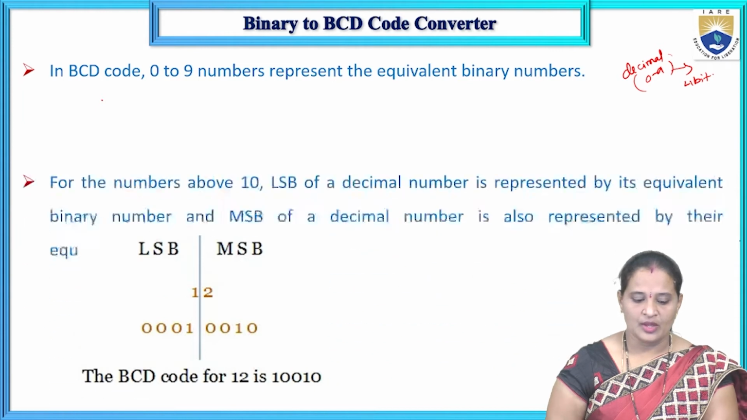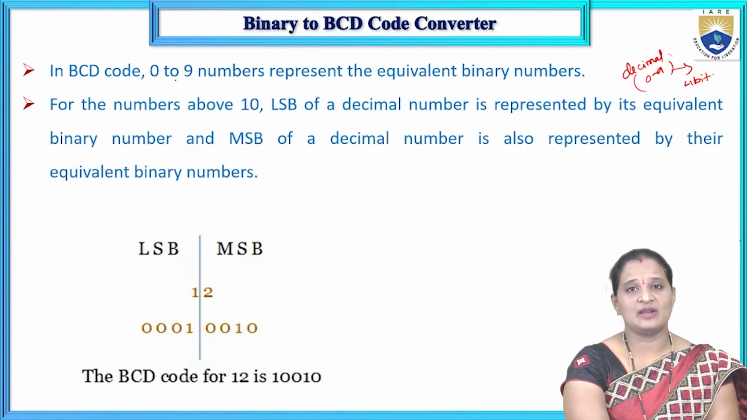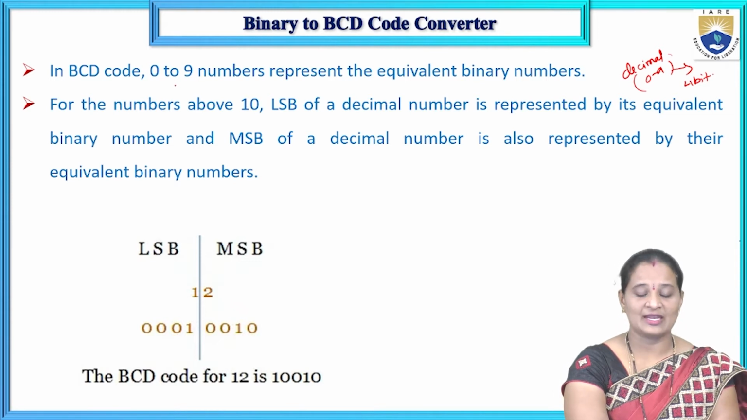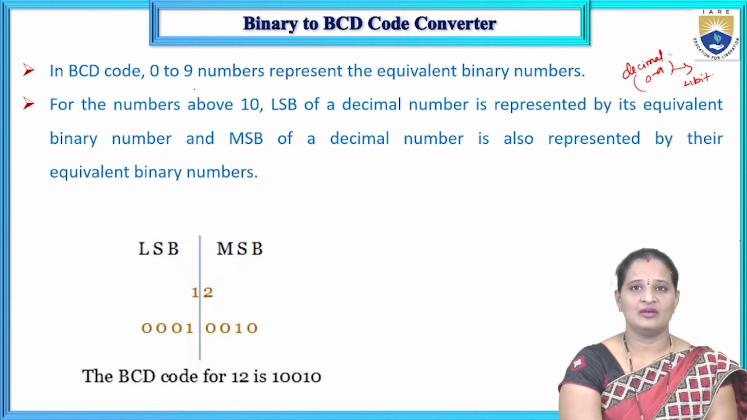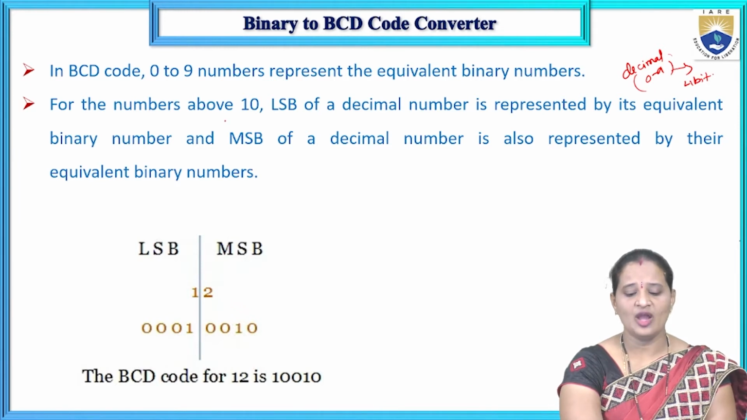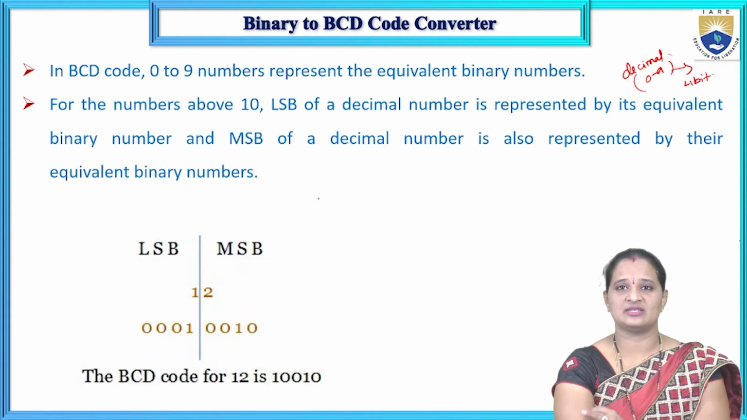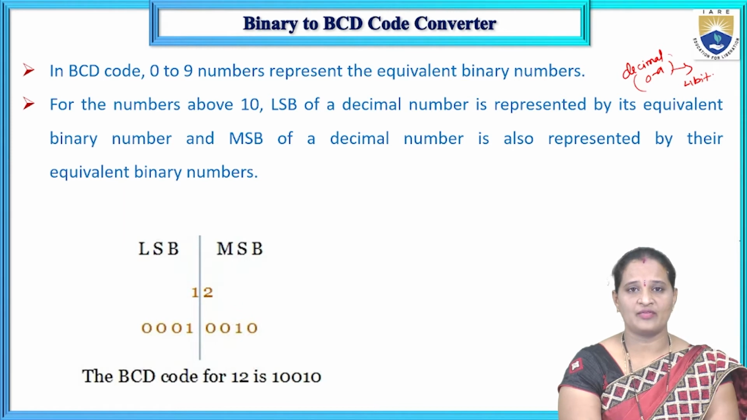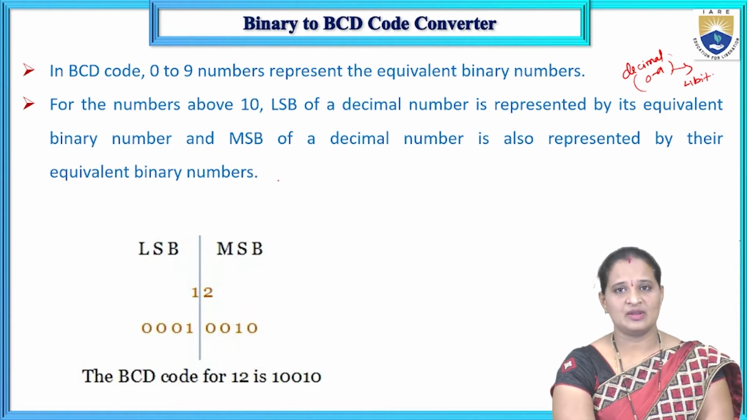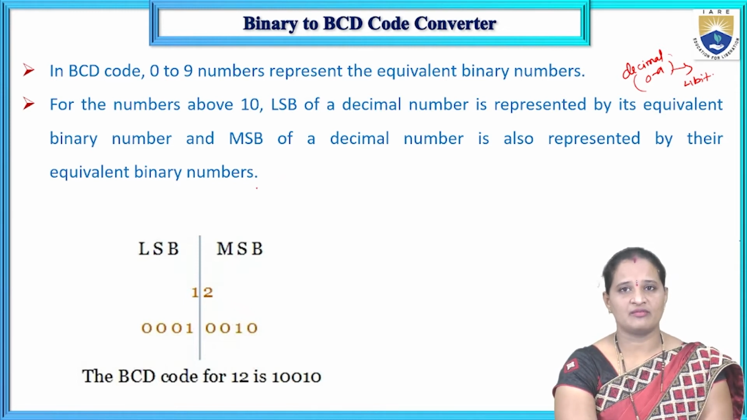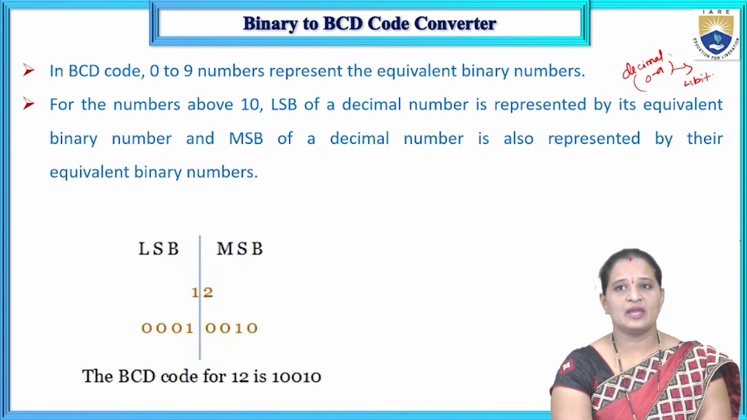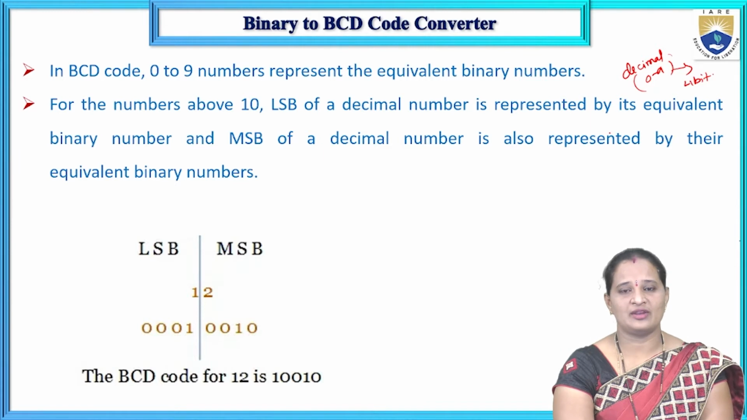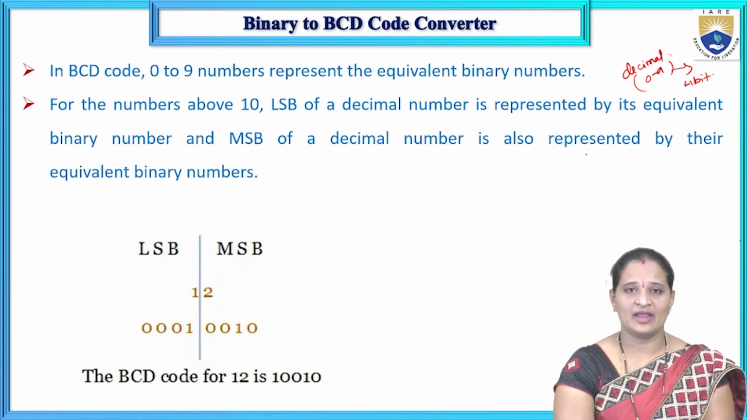If a decimal number has 2 digits, that means it is greater than 9, for example 10 or 11, which has 2 digits. The decimal digits are 0 to 9, so numbers greater than 9 are decimal numbers of 2 digits. For example, if I want to convert a decimal number into BCD, how can we convert it? The LSD of the decimal number is represented by its equivalent binary number, and also the MSD of the decimal number is represented by its equivalent binary number.